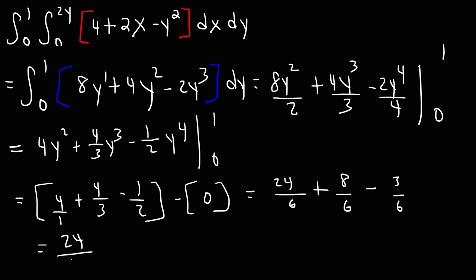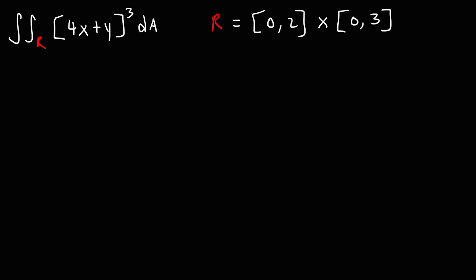Now, 8 minus 3 is 5. And 24 plus 5 is 29. So this is the answer for this problem. It's 29 over 6. Now here's another type of problem that you may need to know how to do. So what do you think we need to do for this particular double integral?